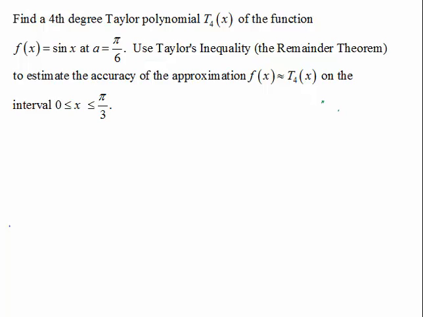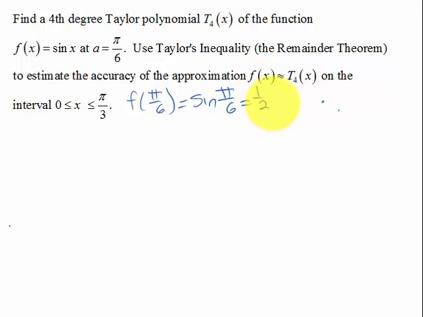I want to find a fourth degree Taylor polynomial of this function f of x equals sine x centered at pi over 6, and then use Taylor's inequality, also called the remainder theorem, to estimate the accuracy of approximating the function with this polynomial on the interval from 0 to pi over 3. So the first thing I'm going to want to do is find the function at pi over 6. And so we know the sine of pi over 6 is 1/2.